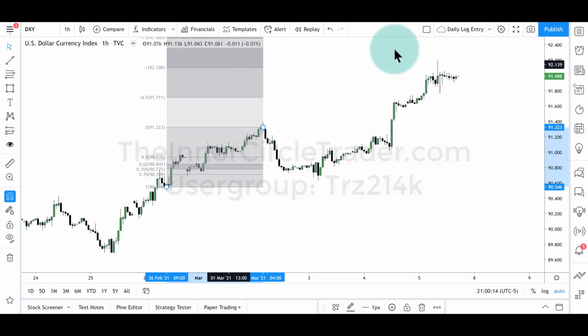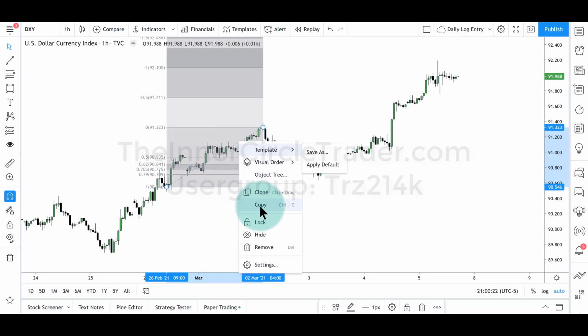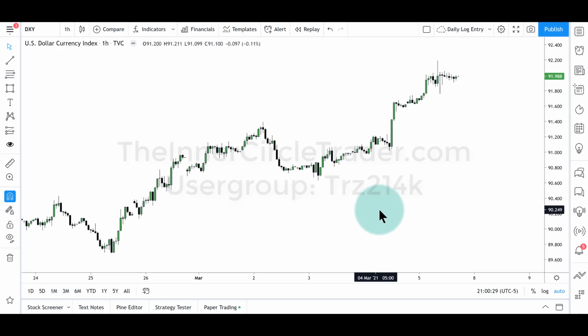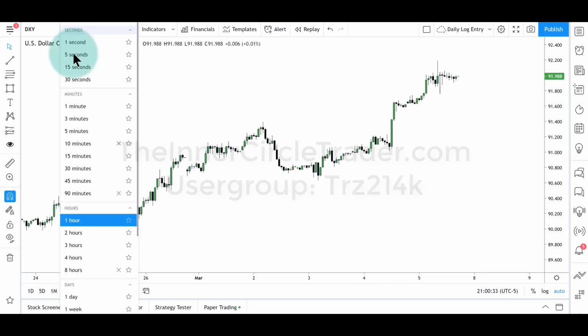So the fib does a fairly decent job in terms of calling a high. And also, that is that volume imbalance on the daily chart. So I'm going to take this off and add the 15-minute time frame.